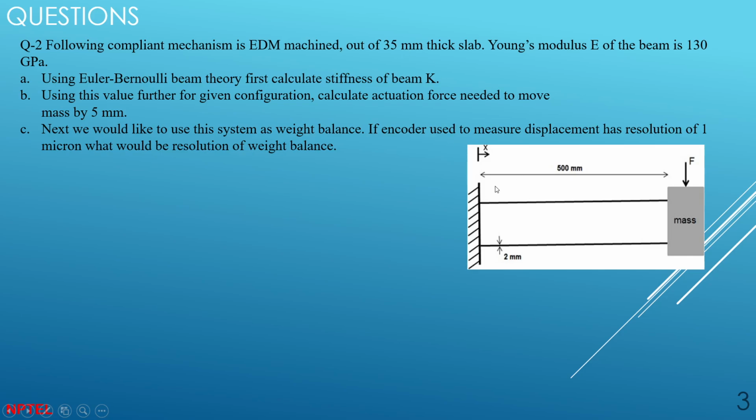So it's 35 mm thick, outside the beam. And if you see, Young's modulus is 130 gigapascal. So your question is, using Euler-Bernoulli beam theory, first calculate the stiffness of the beam. Please do remember it's a compliant mechanism.